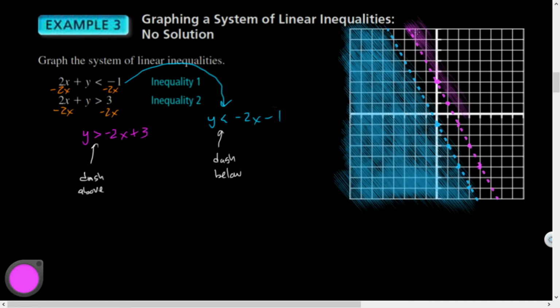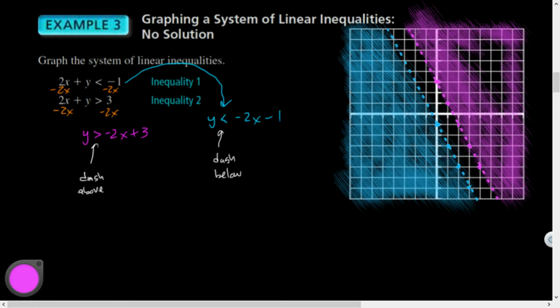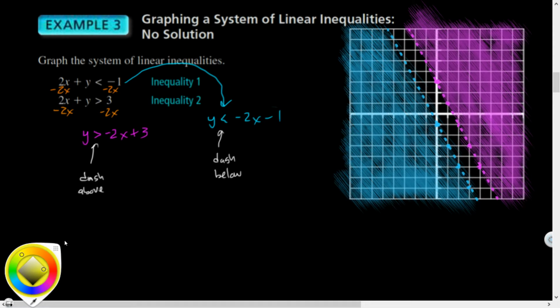Bless you, yeah. Yeah. And I'm shading above, shading above. So yeah, these are parallel lines. Yeah, bless you as well.